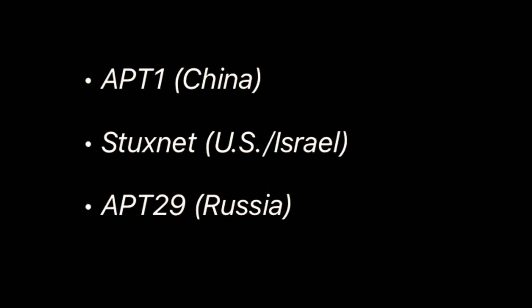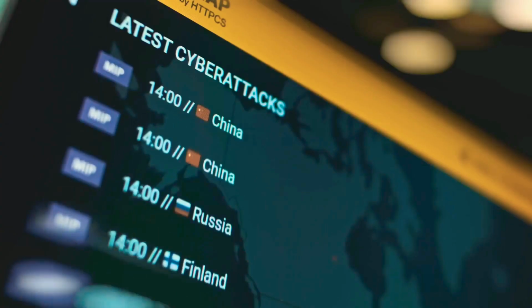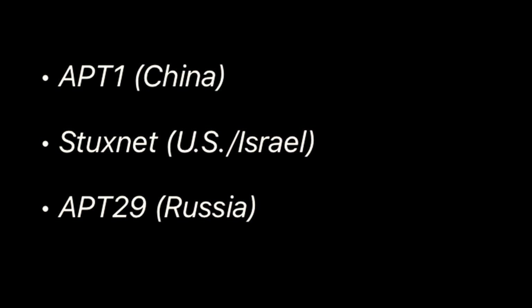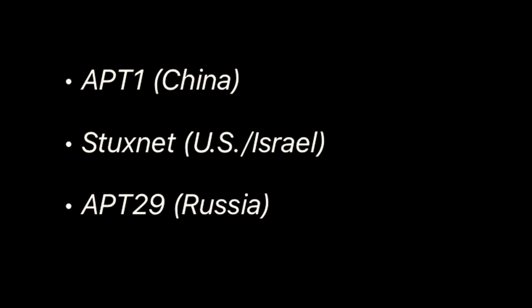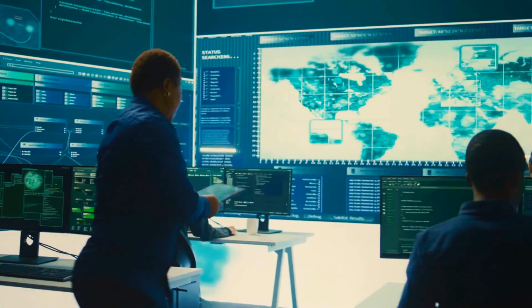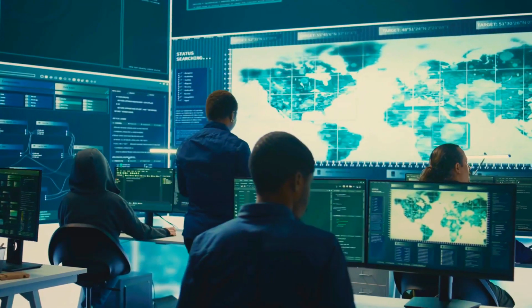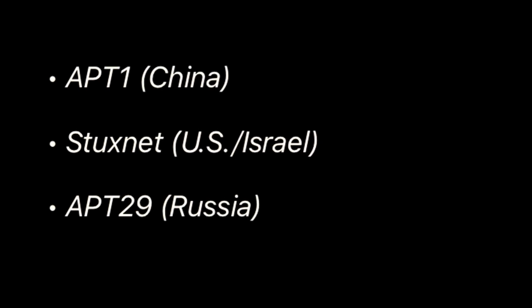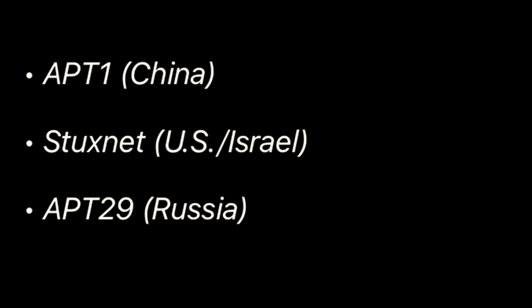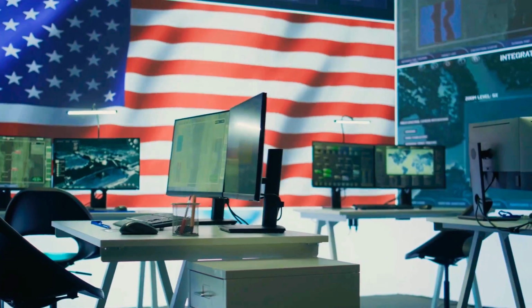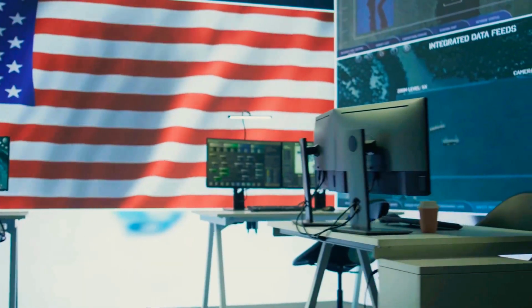Real-life APT cases. APT1, allegedly tied to China's military, this group targeted US industries and stole terabytes of data. Stuxnet, a sophisticated cyber weapon reportedly developed by the US and Israel to sabotage Iran's nuclear program. It targeted SCADA systems, an example of an APT with a very specific objective. APT29, also known as Cozy Bear, linked to Russian intelligence. This group has been involved in multiple espionage campaigns, including attacks on US government systems.